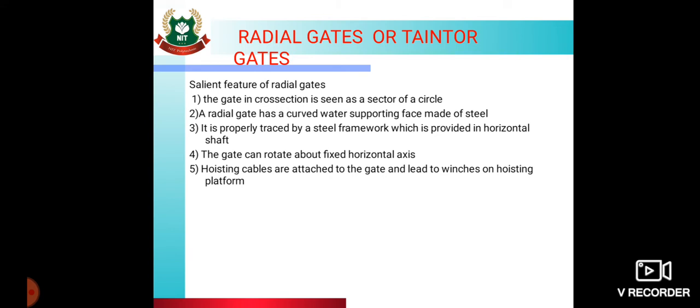Hoisting cables are attached to the gate and lead to winches on the hoisting platform. The gate is pulled up by using cables and water is released through the gate.